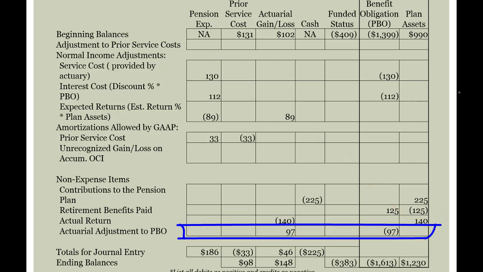And then the last thing we needed to account for was the actuarial adjustment. The actuary said that our plan needed to go up by 97. That's a credit to the obligation and then a debit to the gain or loss. And that takes care of step 3.